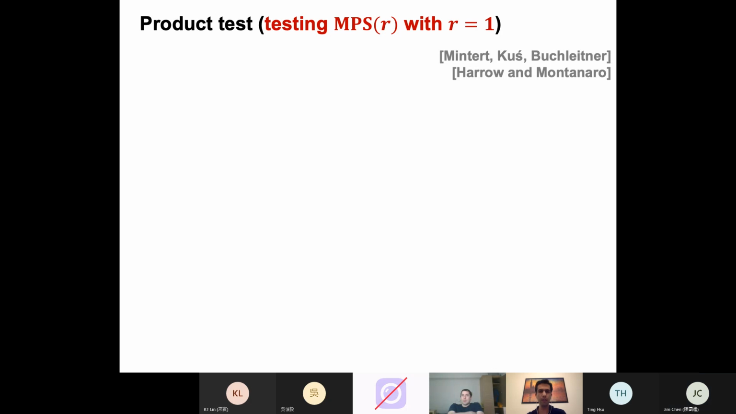I'll first tell you about a 2-copy version of the test, which doesn't depend on the distance delta. But then we'll see the performance can be easily boosted by repeating it a bunch of times. So this is a test first proposed by Mintert et al. and then rigorously analyzed by Harrow and Montanaro. And its basic building block is the swap test by Berman et al.